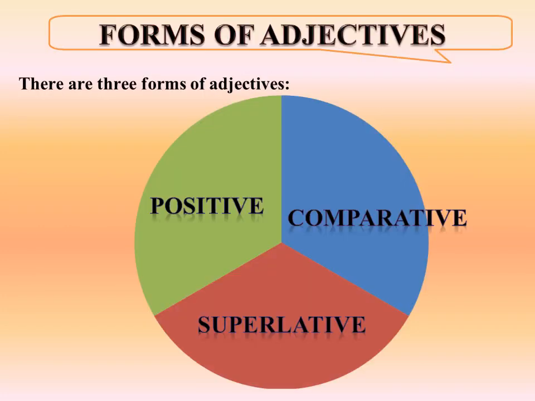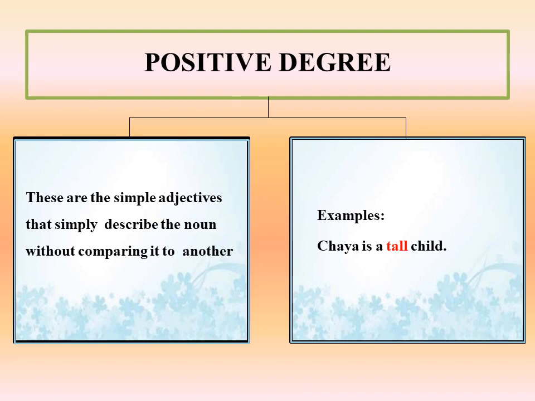Now, we learned the types of adjectives. Now we are going to see the forms of adjectives. There are three forms, which are positive, comparative and superlative. Let us see it in detail and understand better. The first one is the positive degree.